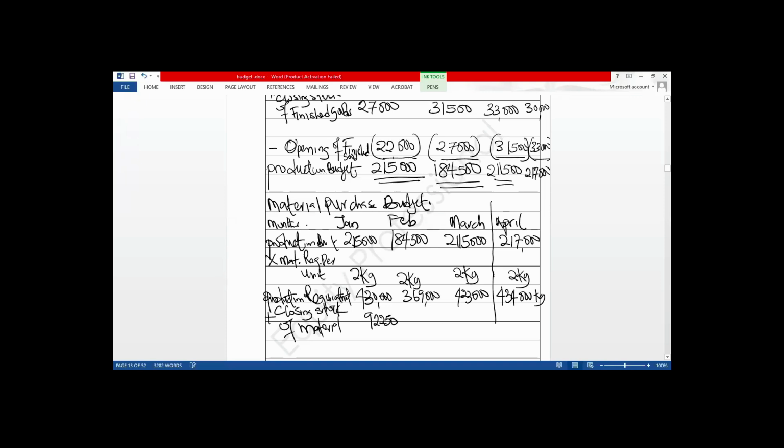If I want to get for February, I will now say the following month after February. That's March. 25% of March production requirement, 25% of 423,000. What do you have here? 105,750.